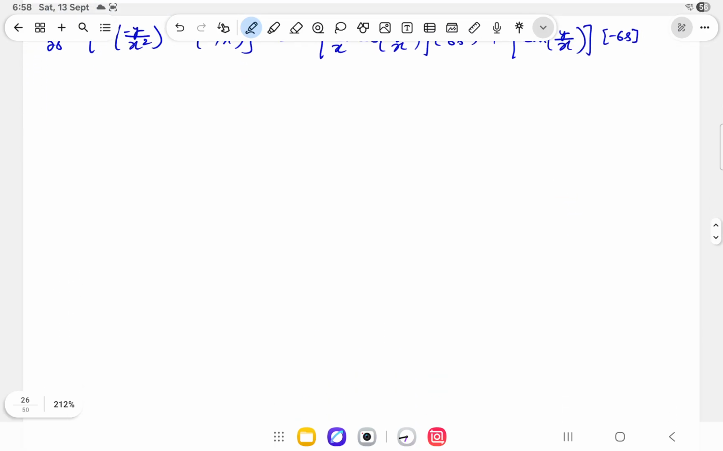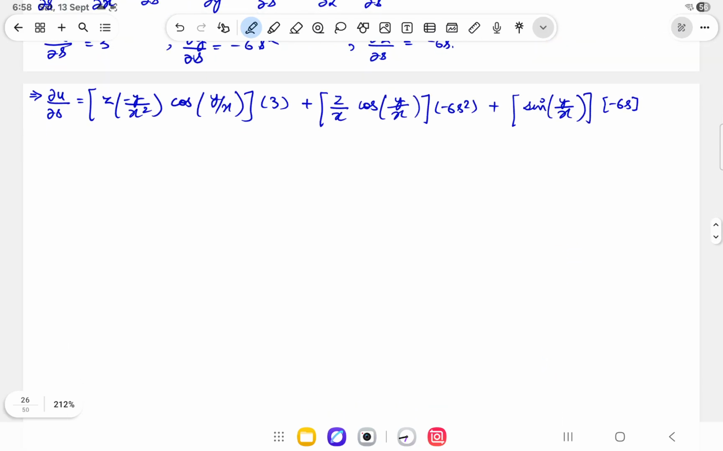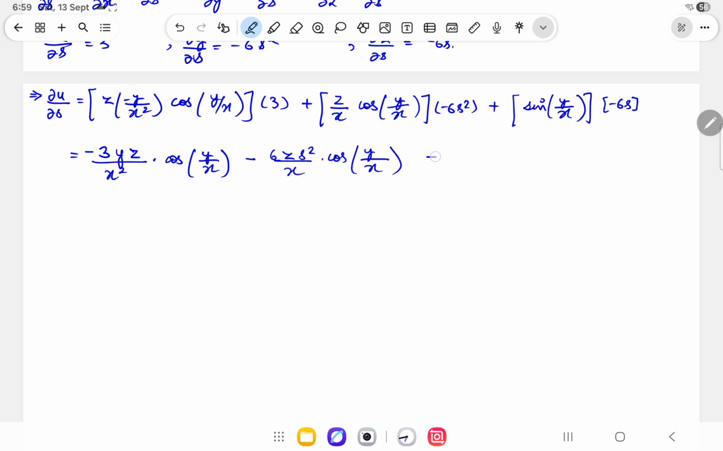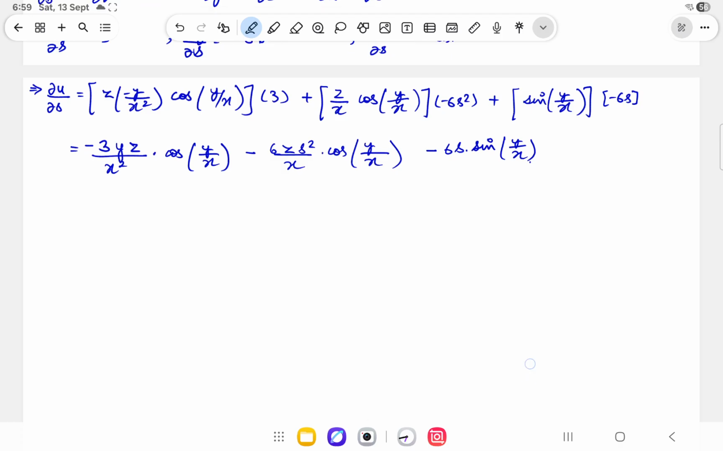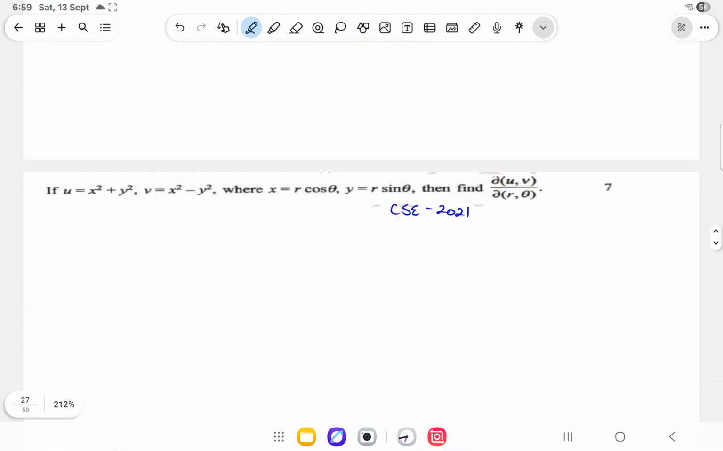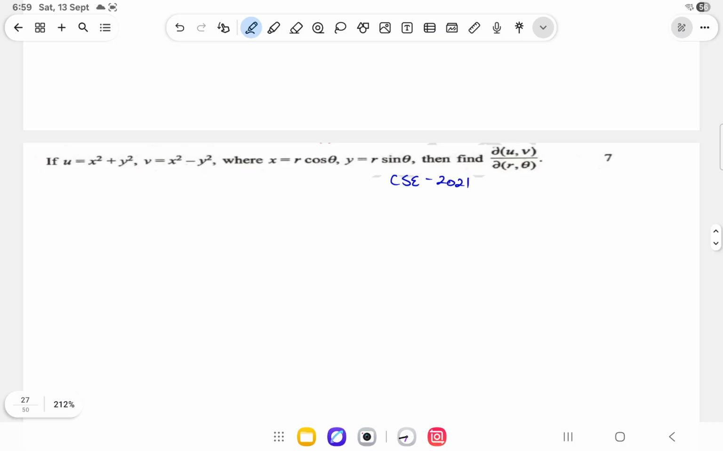So let's move on to the next question. You can simplify it further. It is equal to minus 3yz by x square into cos(y/x) minus 6zs square by x into cos(y/x) minus 6s into sin(y/x). So this is the value of ∂u/∂s. So let's move on to the next question.